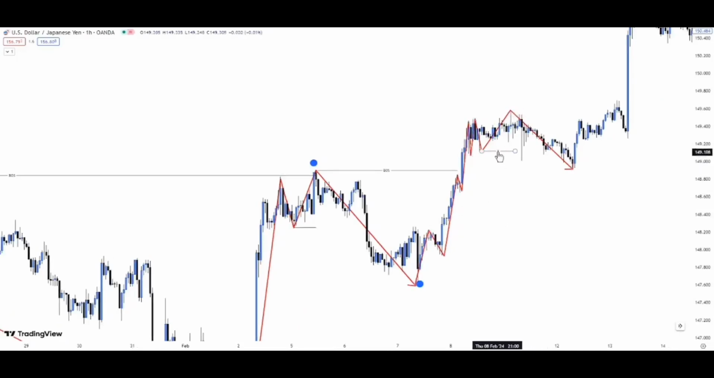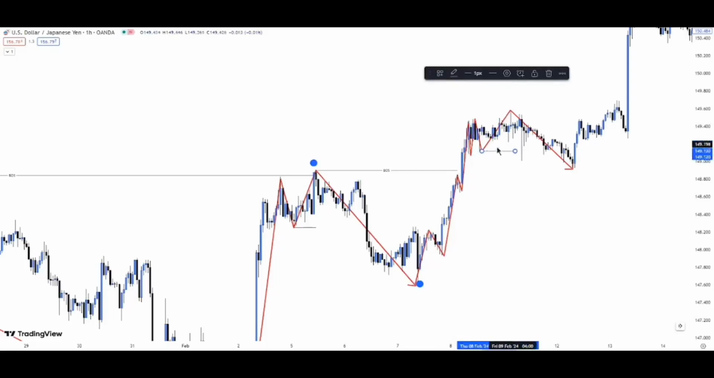Like I said, this is not an inducement. This is not your inducement in the market. This one is also not inducement in the market. This one is not your inducement. Your proper inducement is here. This is your last pullback before this higher high.